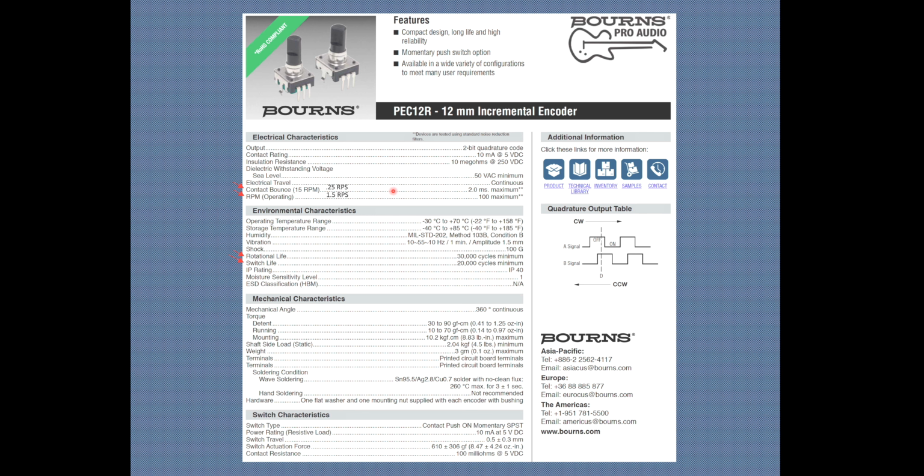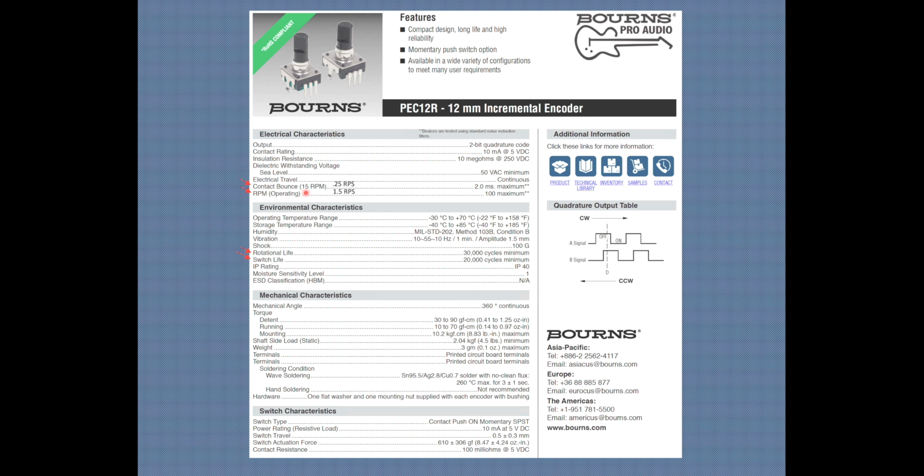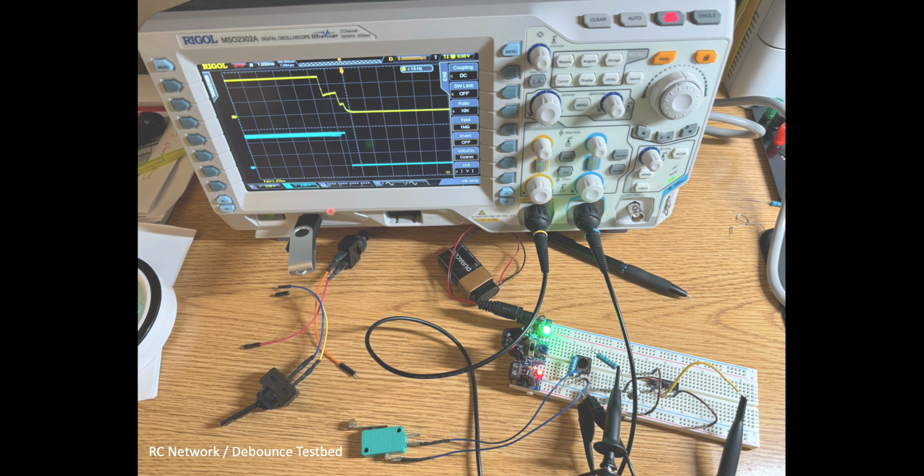And here we have incrementing encoders, the data sheet here for those. It looks at what they're looking at as far as switch bounce: 2 milliseconds at a turn rate of 15 revolutions per minute. Some of the test beds we'll be using to go through this testing and evaluation.